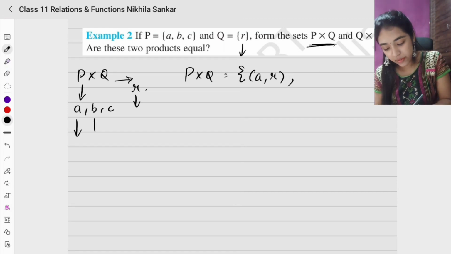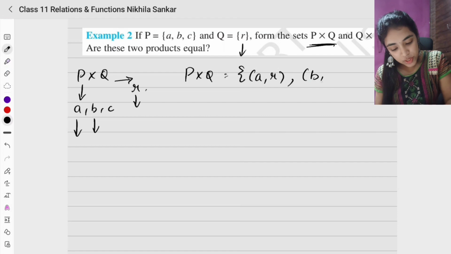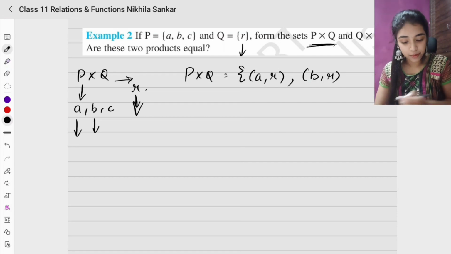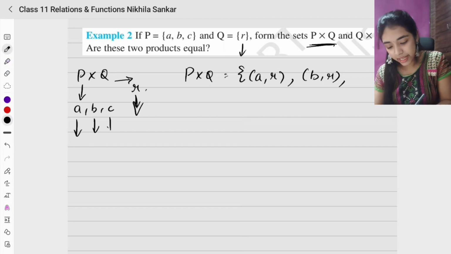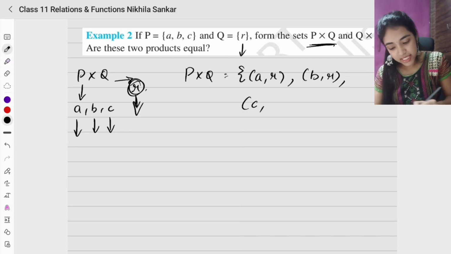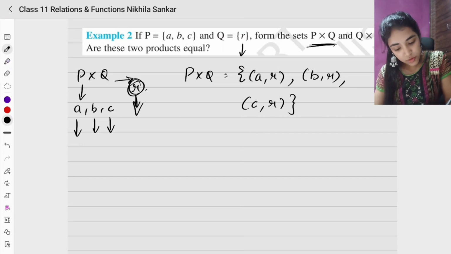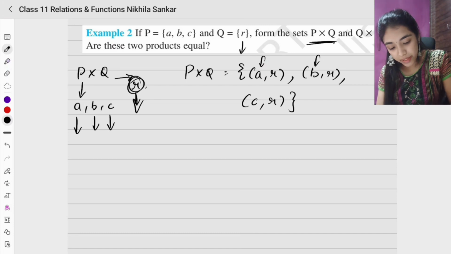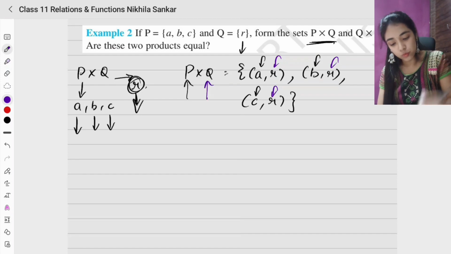So this is my first ordered pair of P cross Q. For the second ordered pair, I take the second element of P. So b, comma, I again have only one single element in Q, so I write r. For the next pair I have the element c, so I write c, comma, the element in Q, which is r. So this is going to be my Cartesian product. Clear? The first element in the ordered pair corresponds to the set P. The second element in the ordered pair corresponds to the set Q. Okay, this is how you write P cross Q.